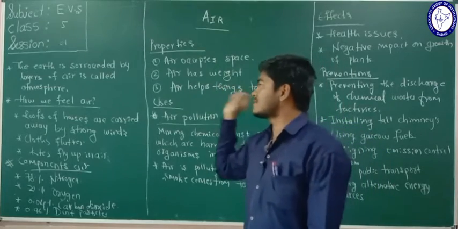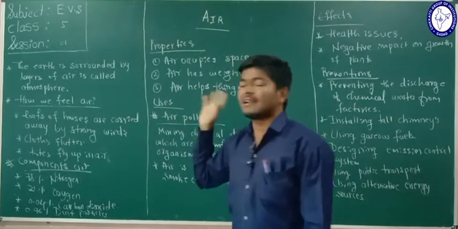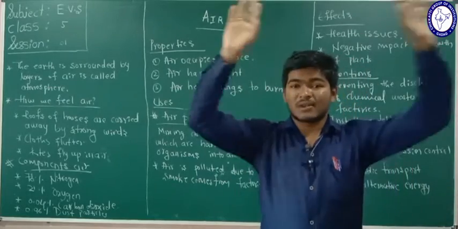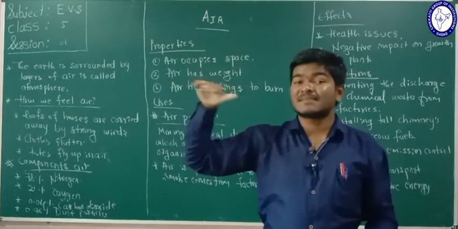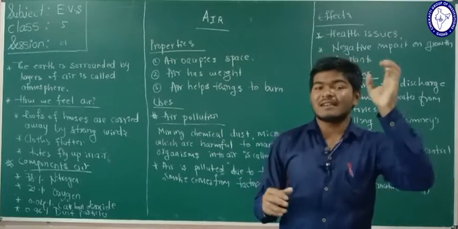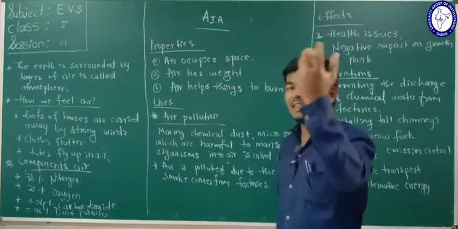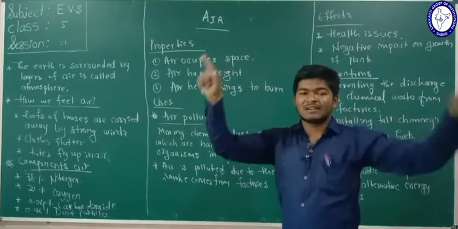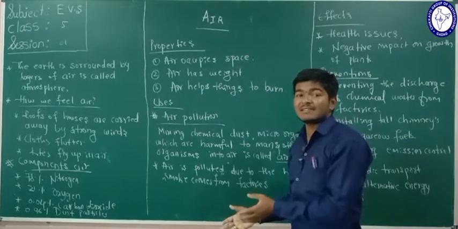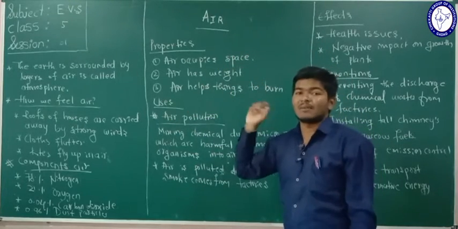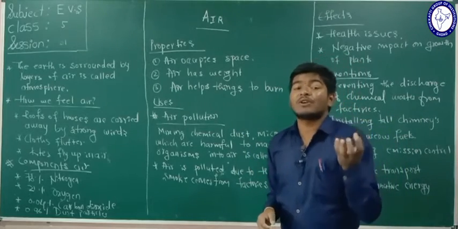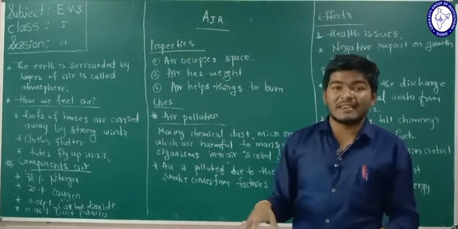The earth is surrounded by layers of air, which is called the atmosphere. When we look at the atmosphere of the earth, the air is present in different layers. The different types of layers of air together are called the atmosphere. So how are we going to feel that air is present here?